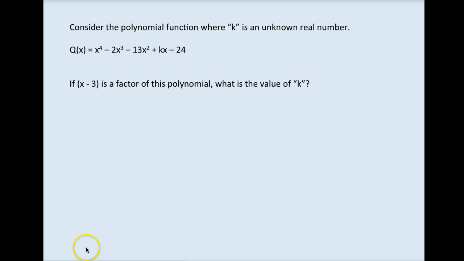This time we're given the polynomial x to the fourth minus 2x to the third minus 13x squared plus kx minus 24, and we know that x minus 3 is a factor, and they want to know what number should go here in the place of k. So let's try that out. I'm going to do synthetic division method first. Again, double check: we have a fourth, third, squared, first power, constant. Everything is there.